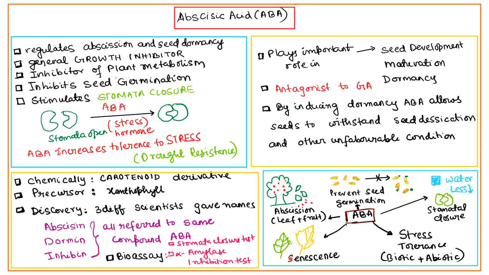So see the physiological response summarized here. It causes senescence, abscission of leaf and fruit, prevents seed germination, stomatal closure, and acts as a stress tolerant hormone for both biotic and abiotic stress.